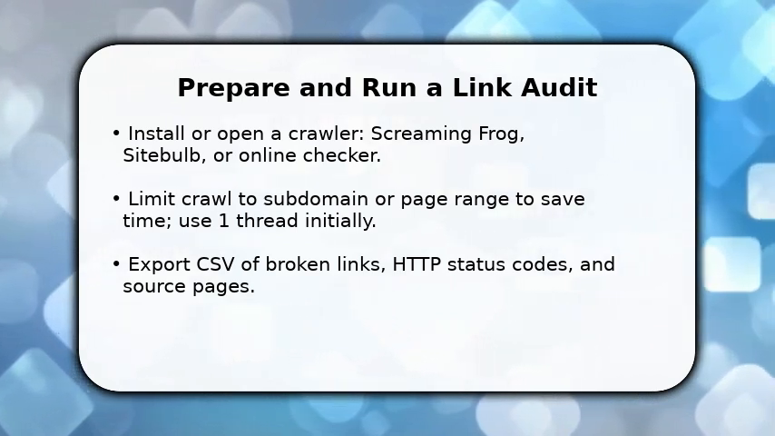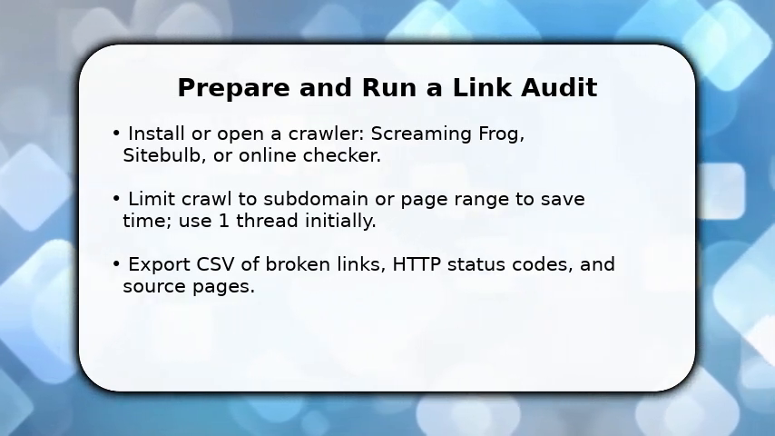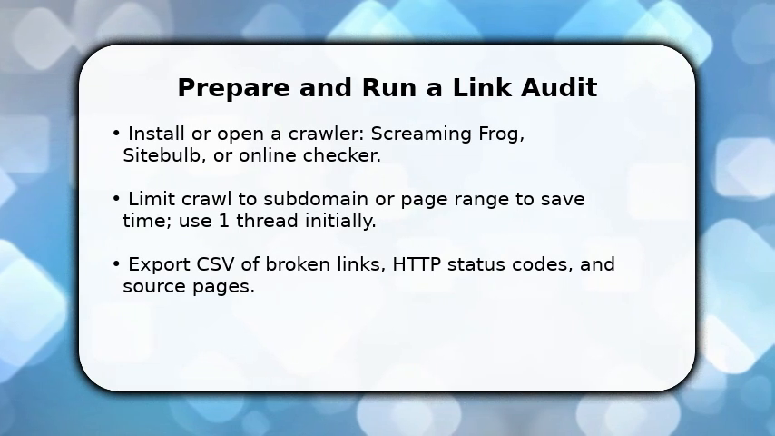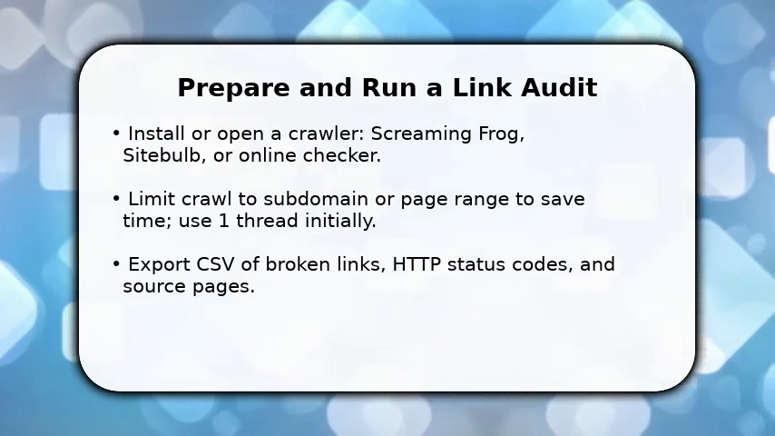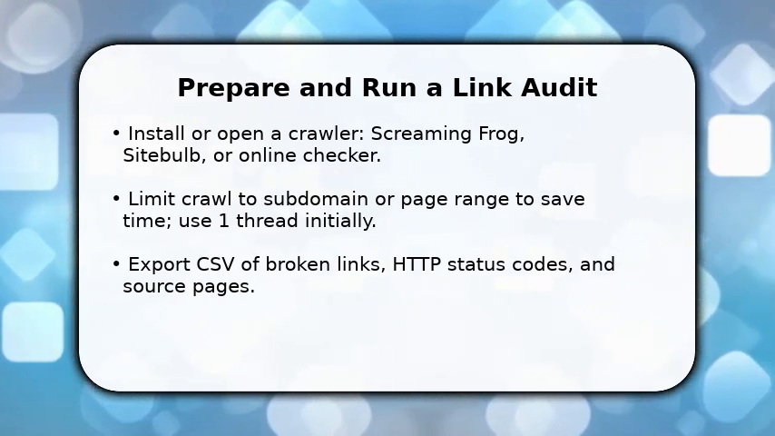Once done, export a CSV that lists broken URLs, their HTTP status codes, and the referring pages. This gives you a prioritized action list. You'll use that list to choose which links to fix first and which pages to leave for later.